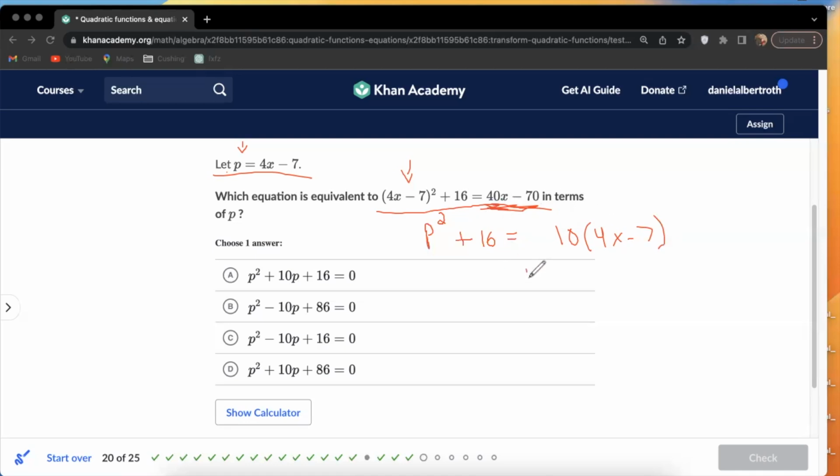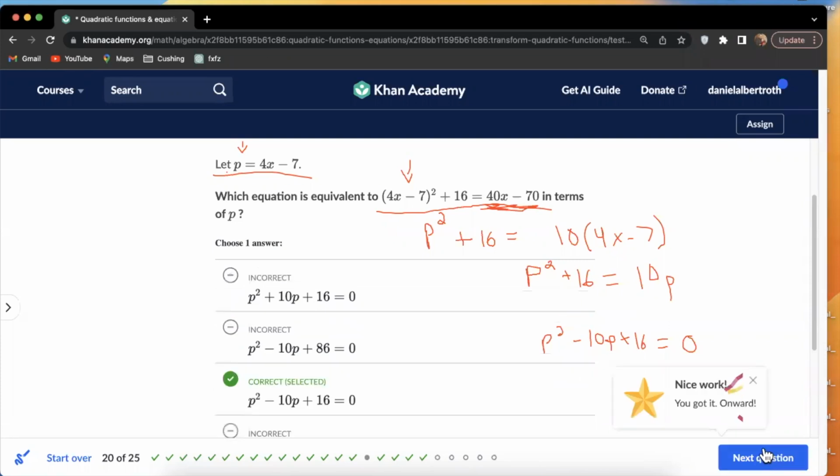What this lets me do is rewrite the equation as p squared plus 16 equals 10p, because 4x minus 7 is p, which it told us right at the start. If I get everything on the same side, I'm going to have p squared minus 10p plus 16, and I would set that equal to 0. That's if I subtract 10p from both sides. So it's not B, it looks like C, p squared minus 10p plus 16. We're getting all the terms on one side and setting it equal to 0.